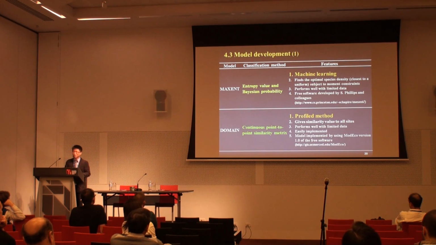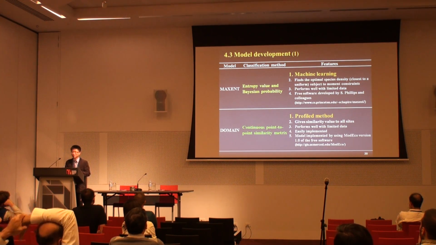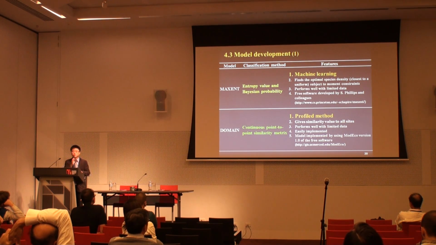I further summarize a table to show you the different model classification methods and their features. Please first look at the MaxEnt model. The core idea of that model is using the entropy value and Bayes probability. It's a promising new method that tries to find the optimal species density under a constraint condition, and recently it is widely used.